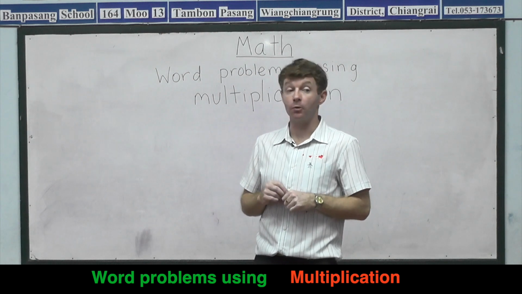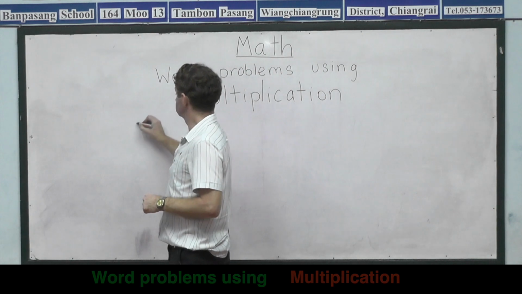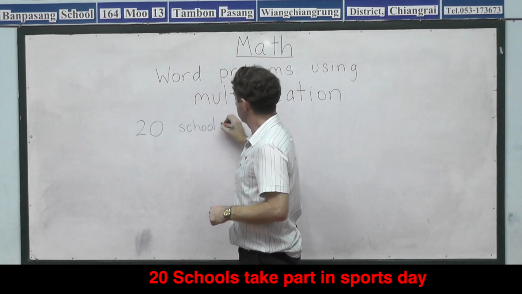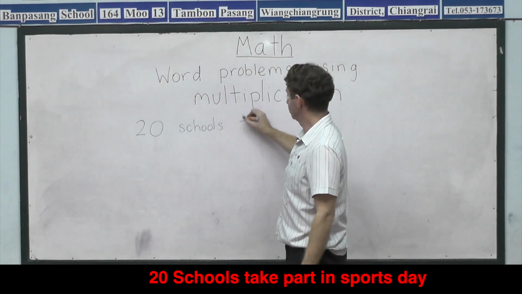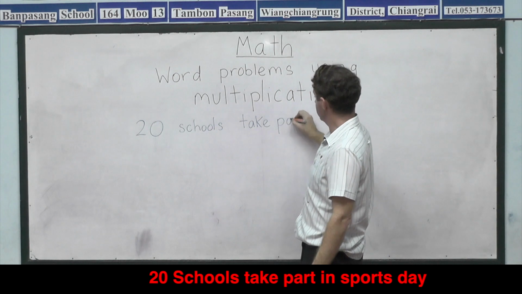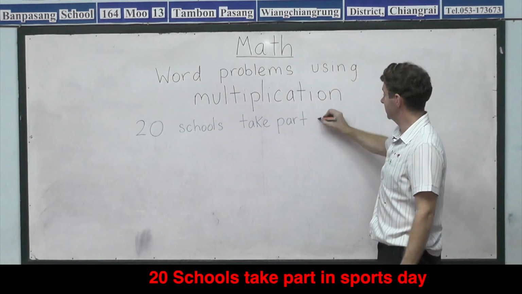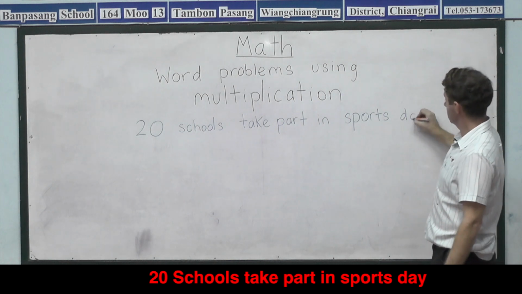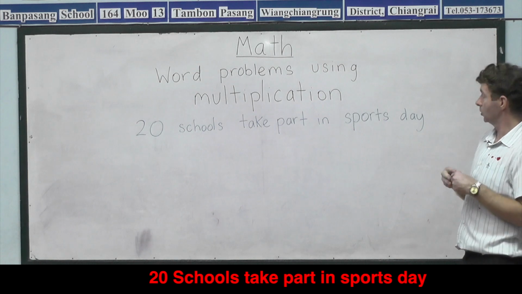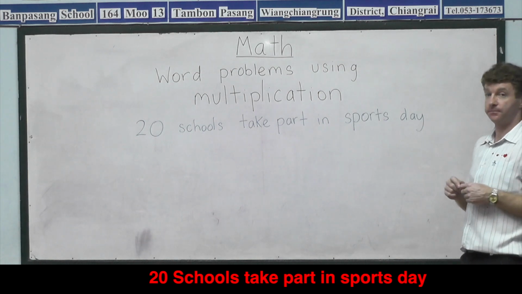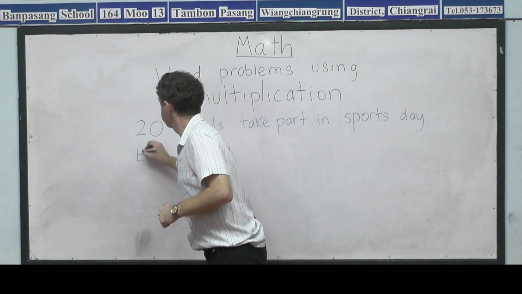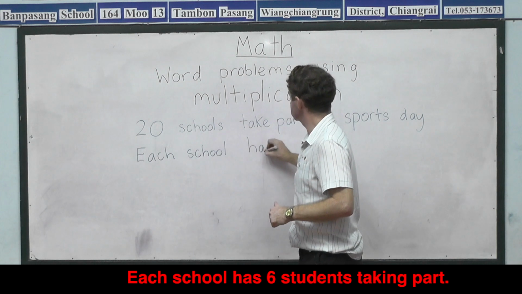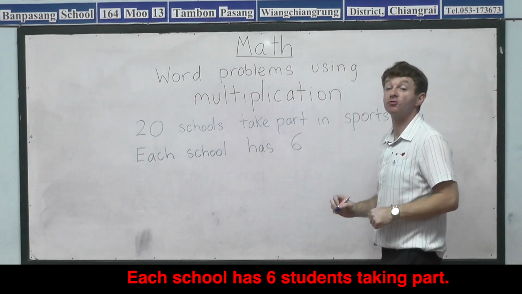Very good. So let's do a word problem using multiplication. I will write a word problem on the board for you guys to read, okay? 20 schools take part in sports day. Very good. Each school has 6 students.